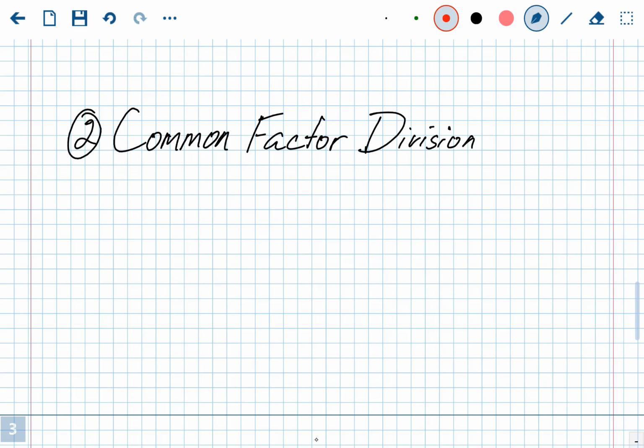Okay, the second type of polynomial division we do is called common factor division. There's a special setup for it, and it's a setup we normally don't see, but we will be seeing a lot more in the future. We use it for unsimplified polynomials. All right, so all unsimplified means is they're not in standard form. So they're either not fully distributed or they're not fully multiplied out.